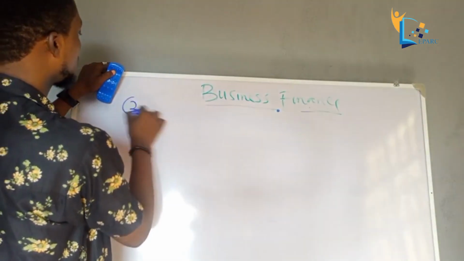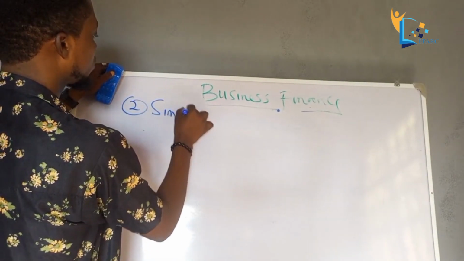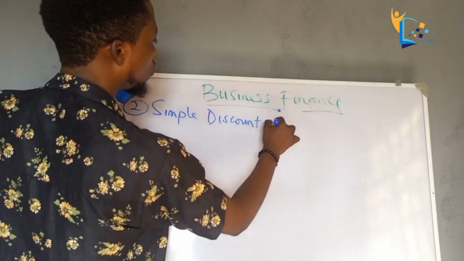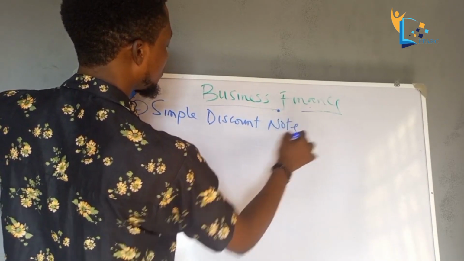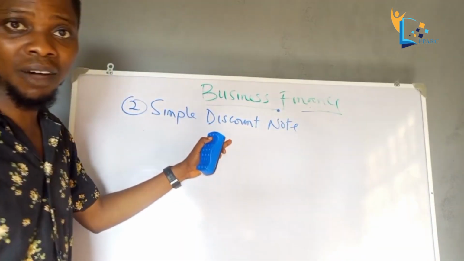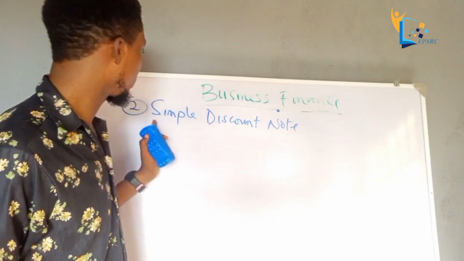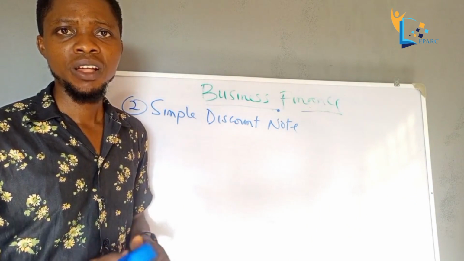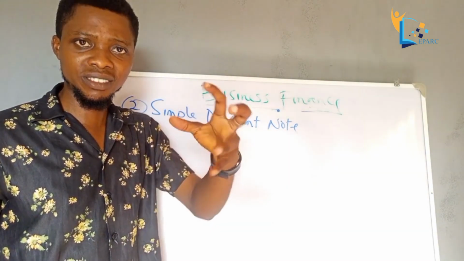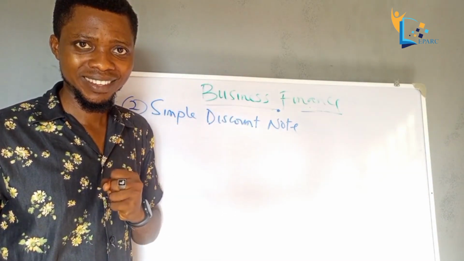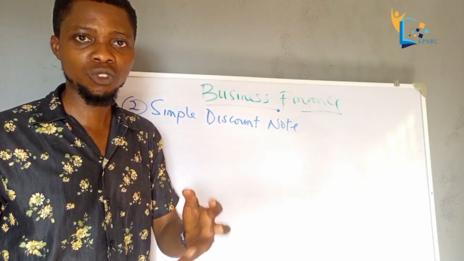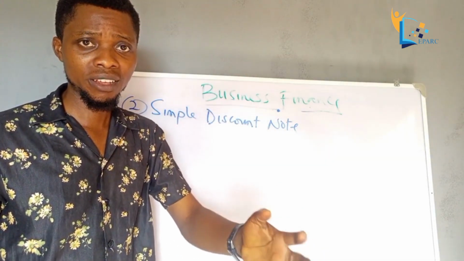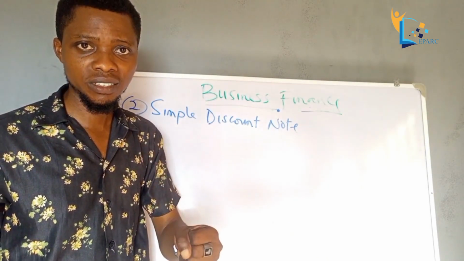Then number 2, it's simple discount notes. Okay, simple discount note. Now what is a simple discount note? In this case, the lender first deducts the interest and gives the remainder to the borrower. Now that remainder that is being given to the borrower is what we call the proceed.